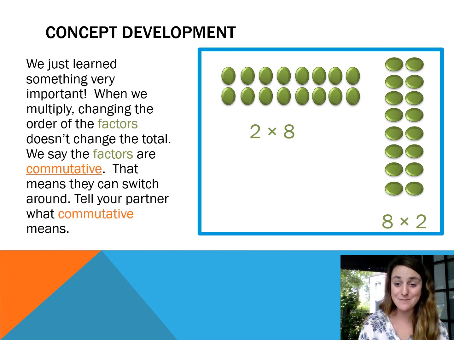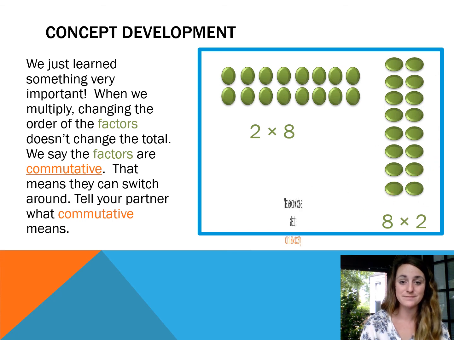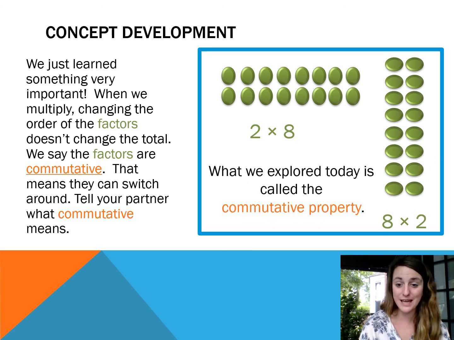We just learned something very important. When we multiply, changing the order of the factors doesn't change the total. We say the factors are commutative. That means they can switch around. What does commutative mean? It means the factors, or the numbers, can switch around and have the same total. What we explored today is called the commutative property.